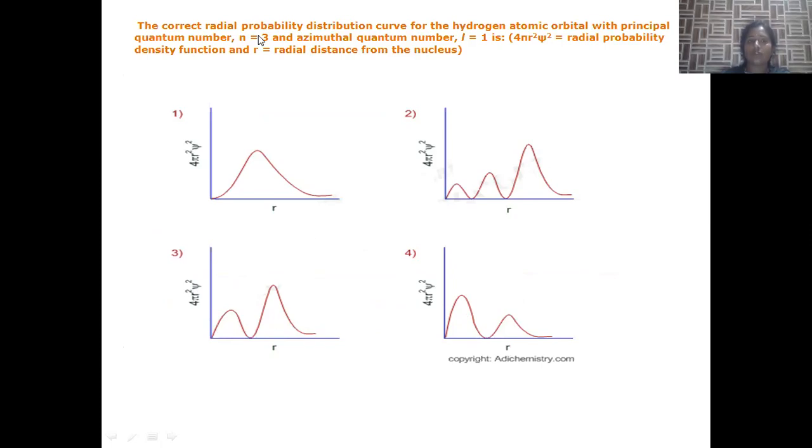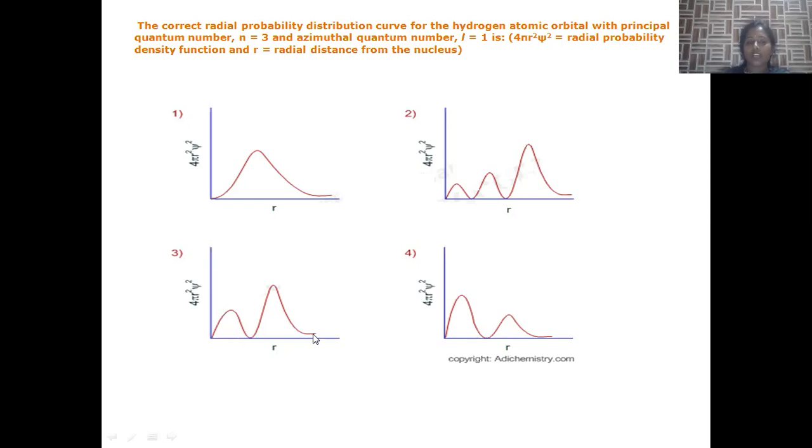How do we solve this? We have to apply the formula for radial nodes. Radial nodes equal n minus l minus 1. Here n is equal to 3 and l is equal to 1, so 3 minus 1 minus 1 gives 1 node. To get 1 node, we have to get 2 peaks.